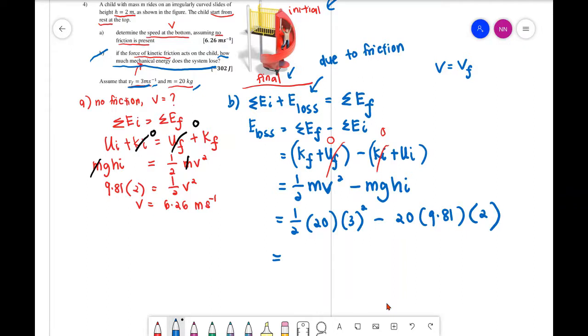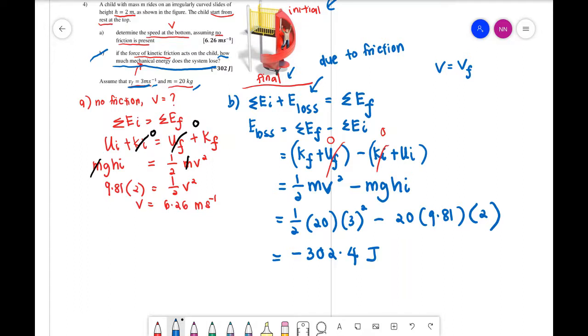So dapat negative 302.4 joule. So energy loss adalah negative 302.4 joule.